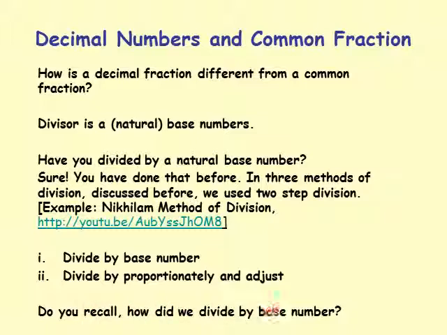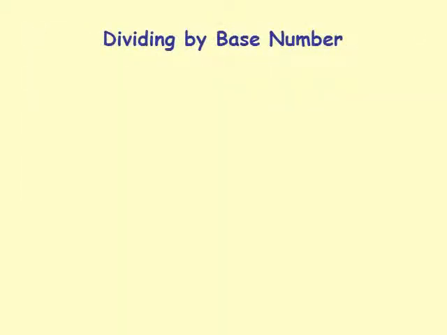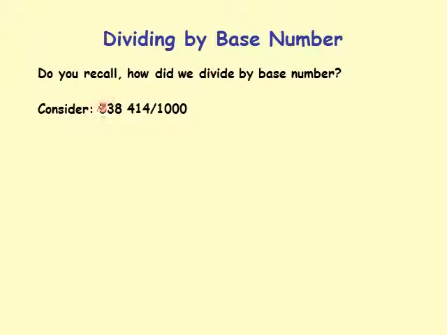So let's divide by base number. Okay, do you recall how we did divide by base number? Let's say the number was 538414. We are dividing by 1000. 1000 is a base number.